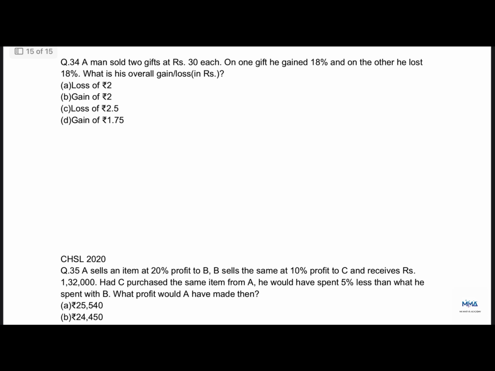A man sold 2 gifts at 30 each. On one gift he gained 18 percentage, and on the other he lost 18 percentage. What is his overall gain or loss? So here 18 percentage is basically 9 by 50. So the one on which he gained, the CP is going to be 50 by 59. The one on which he lost, the CP is going to be 50 by 41, because this 30 is basically 41 by 50th of the CP. So in order to find the CP, you have to reciprocate that ratio.